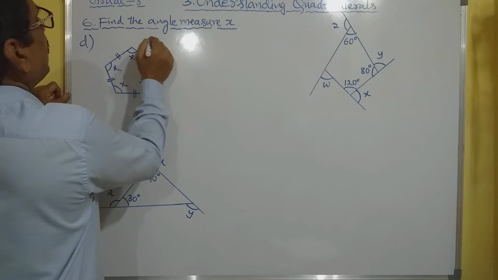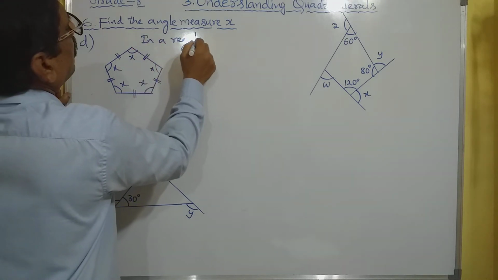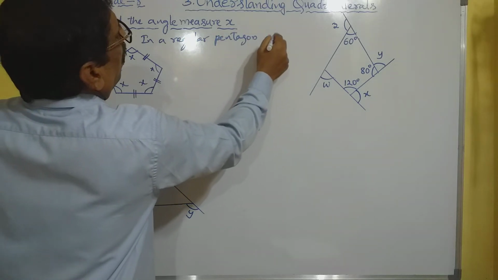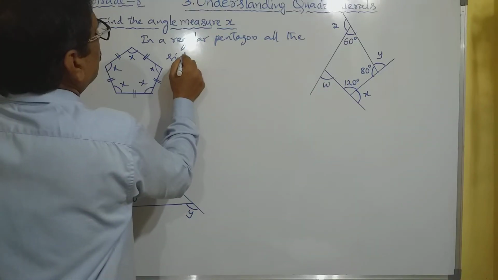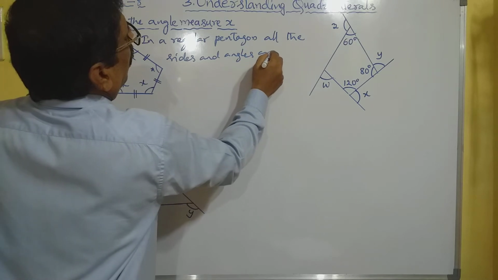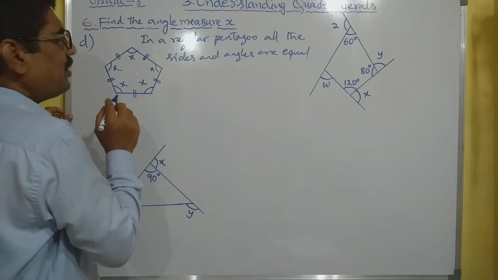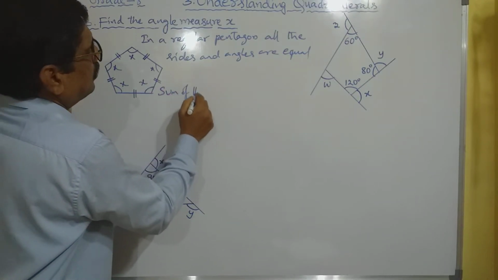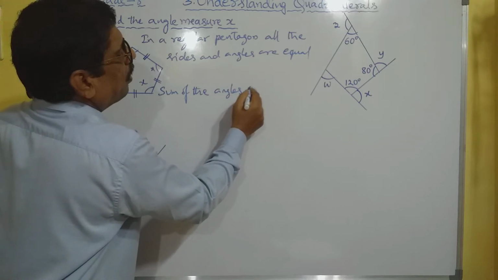So here let us write: in a regular pentagon all the sides and angles are equal. Therefore, what is the sum of the angles? Sum of the angles. What is the formula for the sum of the angles of a polygon?